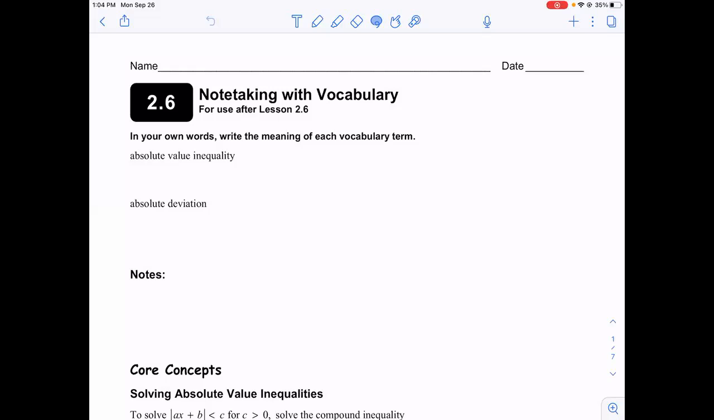Right, so today we are going to talk about solving absolute value inequalities. Okay, so you'll be really surprised to know that an absolute value inequality is an inequality that contains a what?